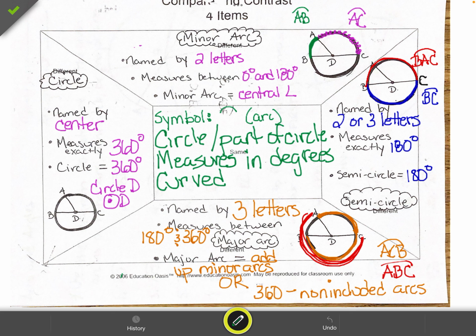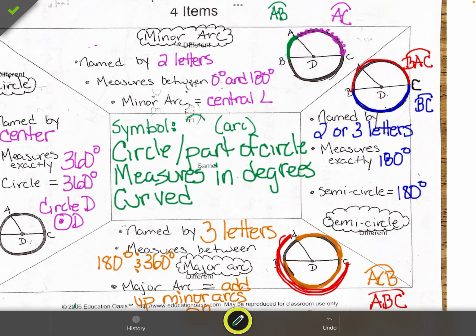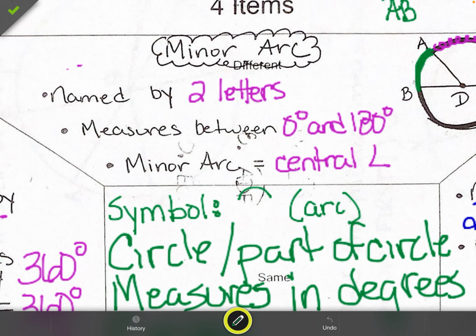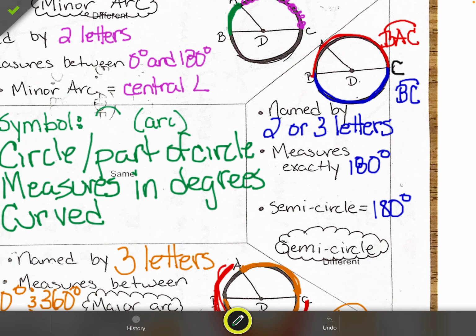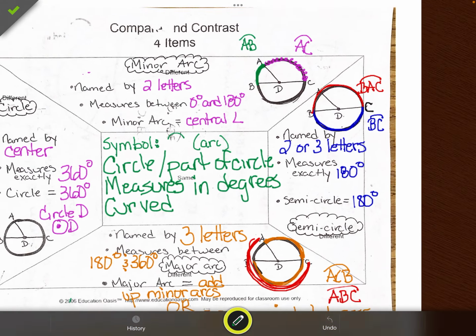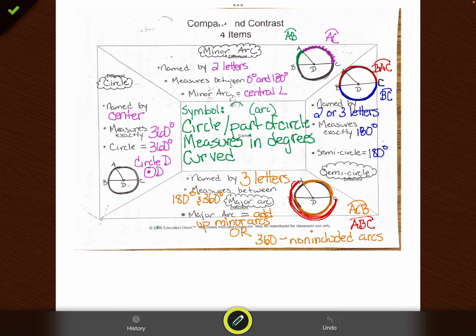And that's probably enough. If you can think of another one or two you could add for sure. But what you really want to take away from this and make sure that you feel comfortable with is that an entire circle is 360 degrees. And we won't be using that a lot. We really will be spending time with minor, major, semi. A minor arc, two letters, smaller than a semicircle. A semicircle, you name it by two or three letters. It's exactly 180 degrees. It's exactly half of a circle. And a major arc, it's bigger than a semicircle, smaller than your whole circle. You name it by three letters. That's what you want to make sure that you are good with.